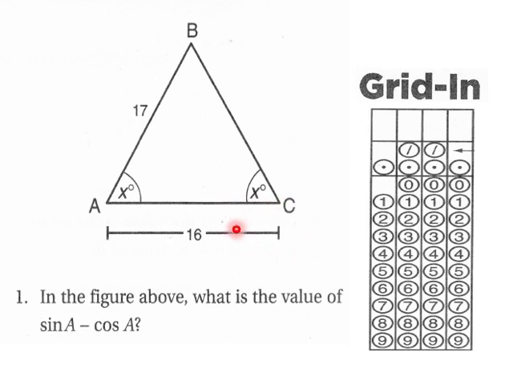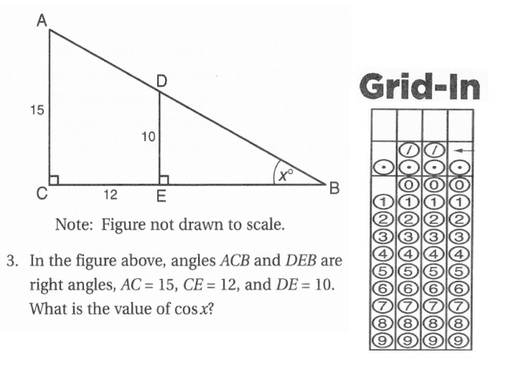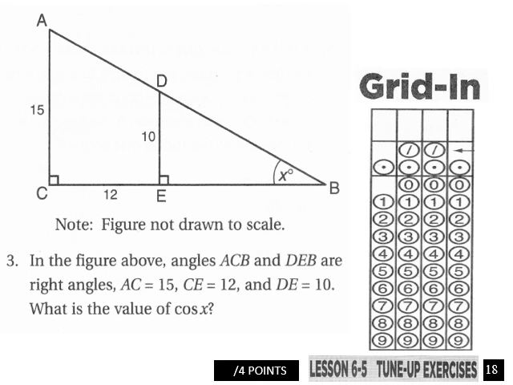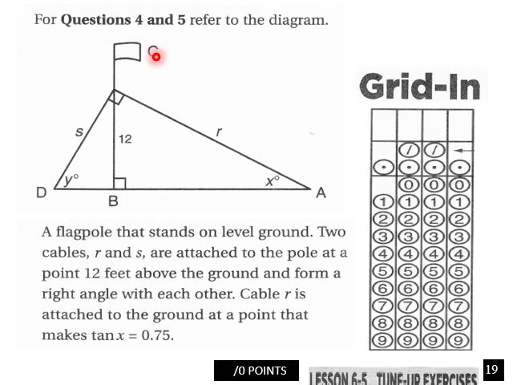And then we get into some grid-ins with some trig problems. 4 points for this one, 4 points for that one. Page 18, 4 points for this one. For 4 and 5, you refer to this one here. This is a 0-point item, just a diagram for 4 and 5.